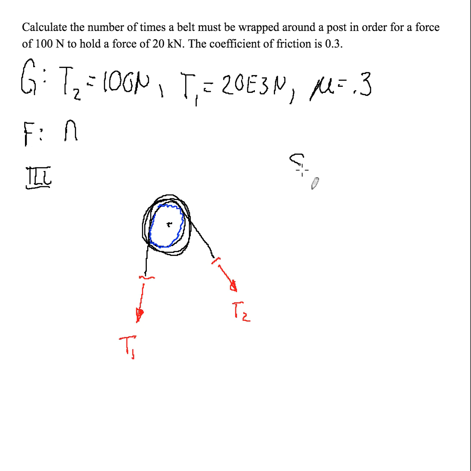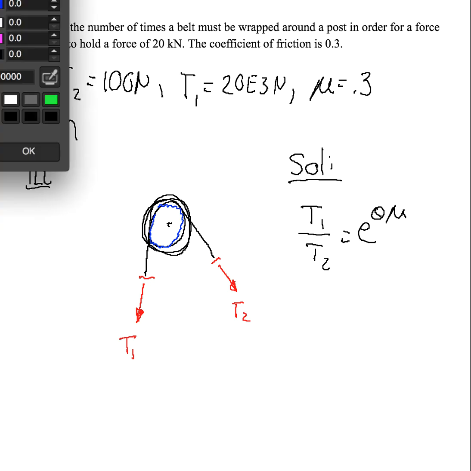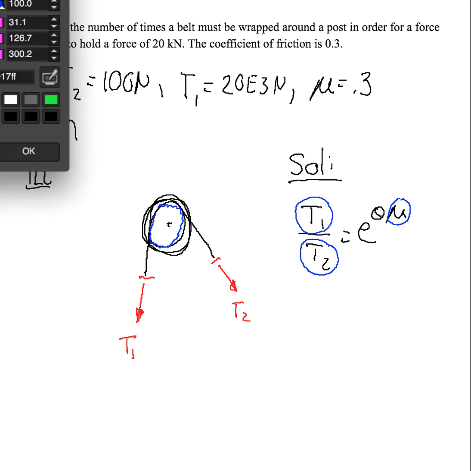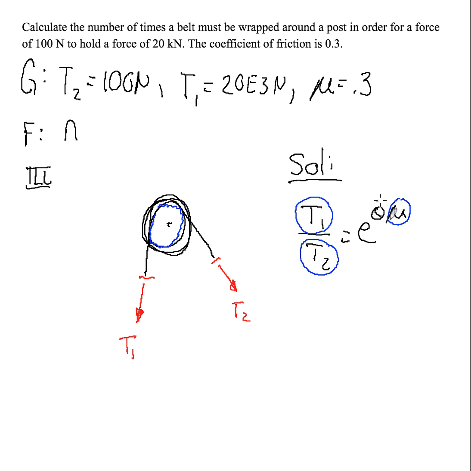So let's start to look at the solution. The main equation for this is T1 over T2 is equal to e to the theta times mu. If we rearrange this, we know right from the get-go that T1 is known, T2 is known, and mu is known. So the only unknown is going to be theta. Then we can rearrange the theta to figure out what our n is.